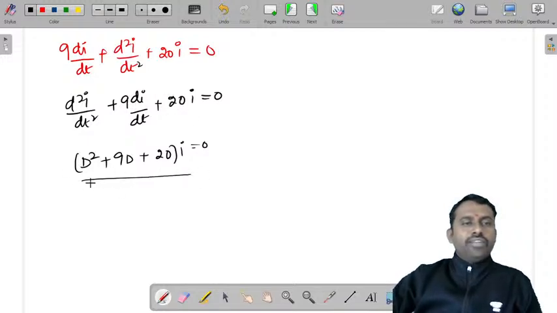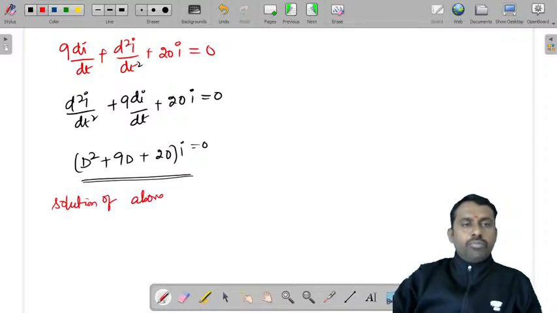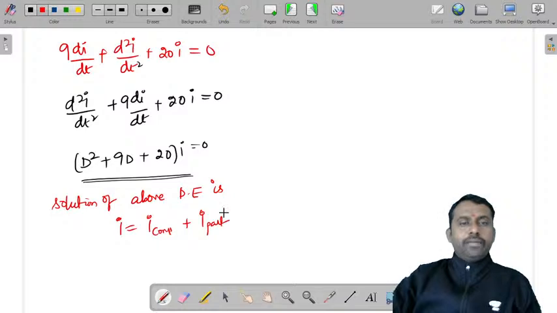So this is a second order differential equation. Now you need to find, as you know, the response of the system. So what is the response or the solution of this? The solution of the above differential equation is I is equal to I complementary plus I particular integral.